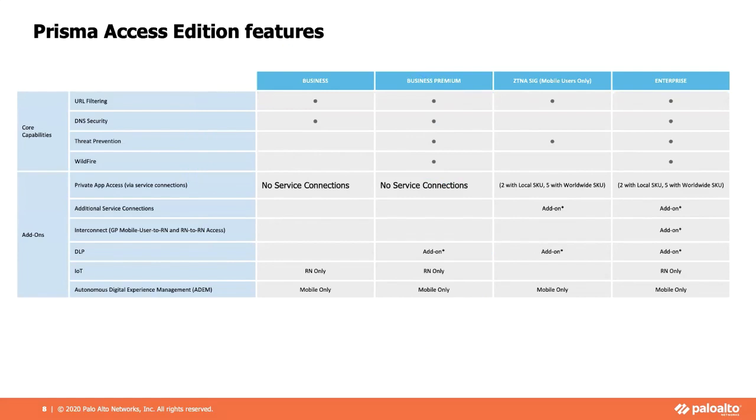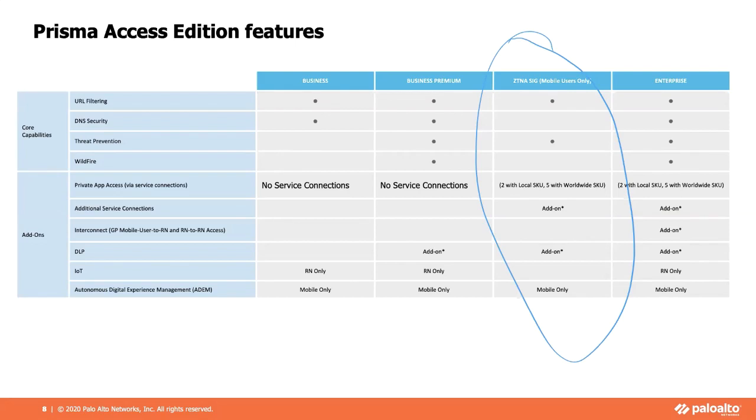We have another license that is strictly for mobile users. That's our ZTNA, or Zero Trust Network Architecture offering, which means I don't have remote networks. All I have is mobile users. Users sit at home, and I want to be able to protect them. And again, we do URL filtering and threat prevention with them. DNS security is not part of that.